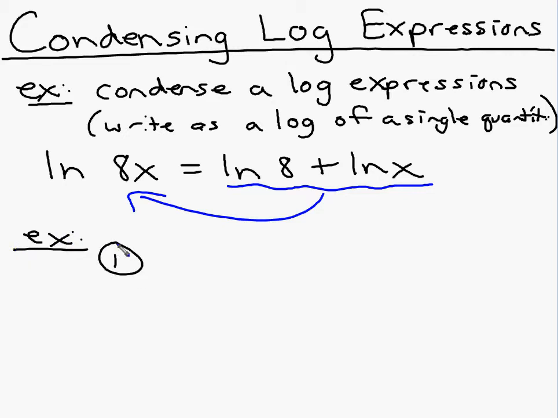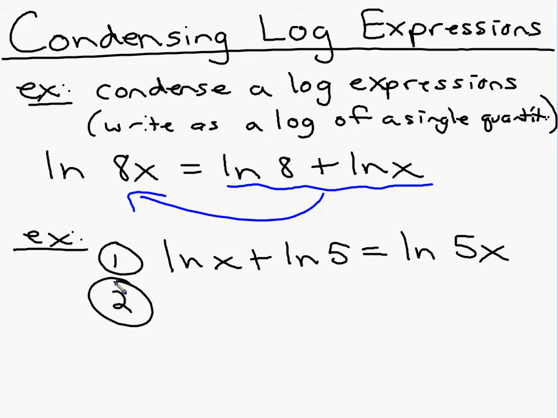Number one, we'll start easy. If I have the natural log of x plus the natural log of 5, if I go back the other direction, what is it? The natural log of 5x. So we're just doing the properties the other direction. We're condensing. How about the natural log of 7 minus the natural log of a? I'm just doing a couple easy ones to start. Wouldn't that be the natural log of 7 over a? So that's pretty easy. Let's do a couple that are more complicated.